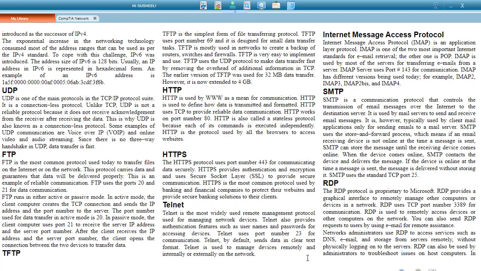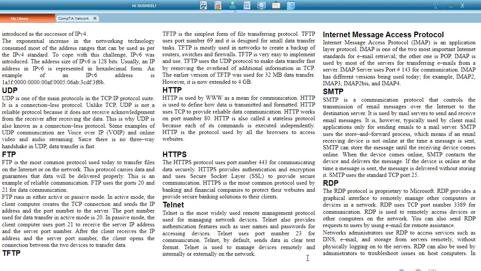TFTP. TFTP is the simplest form of file transferring protocol. TFTP uses port number 69 and it is designed for small data transfer tasks. TFTP is mostly used in networks to create a backup of routers, switches, and firewalls. TFTP is very easy to implement and use.